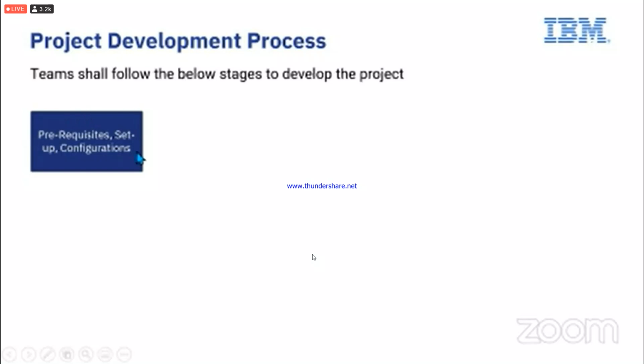The first stage of the project development process is fulfilling the prerequisites of the project use case, the setups required for you. For example, you have picked up a problem statement relevant to artificial intelligence.